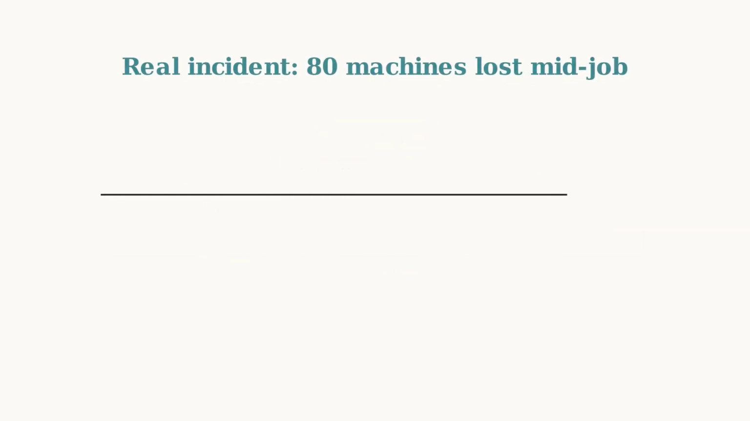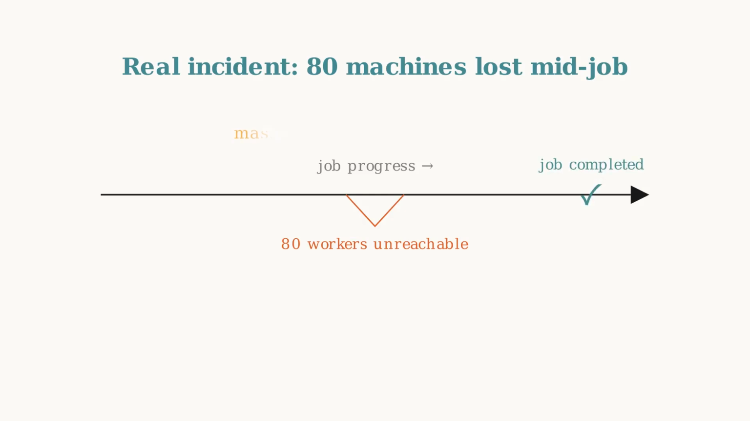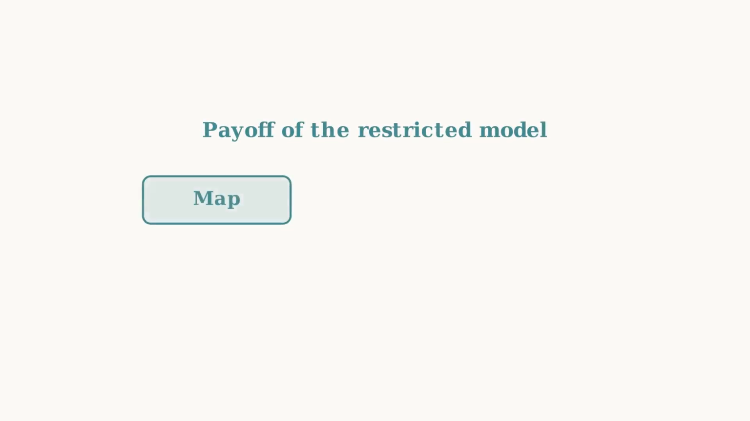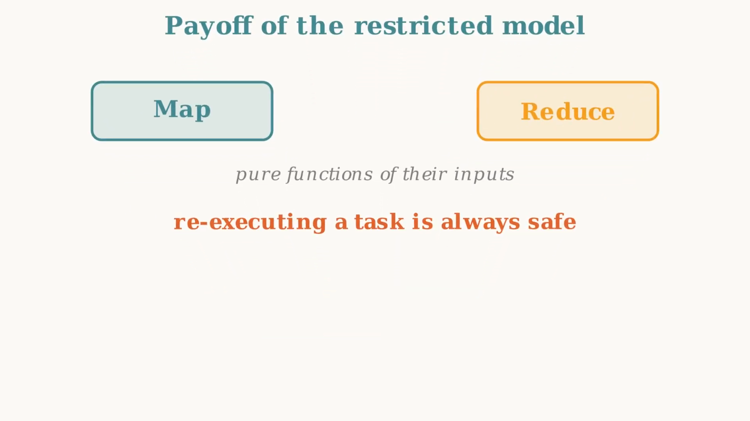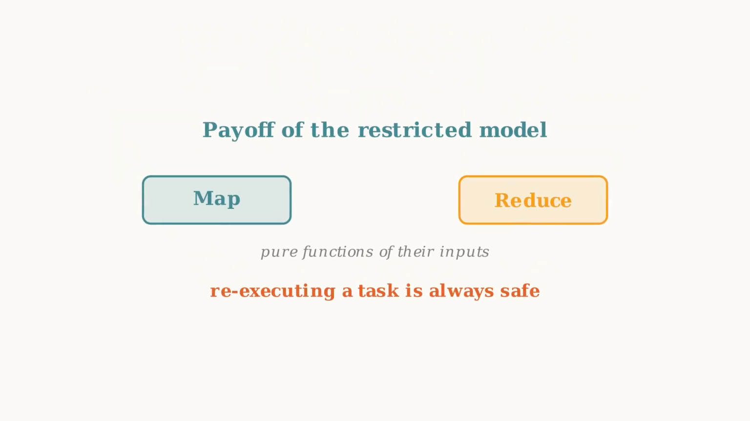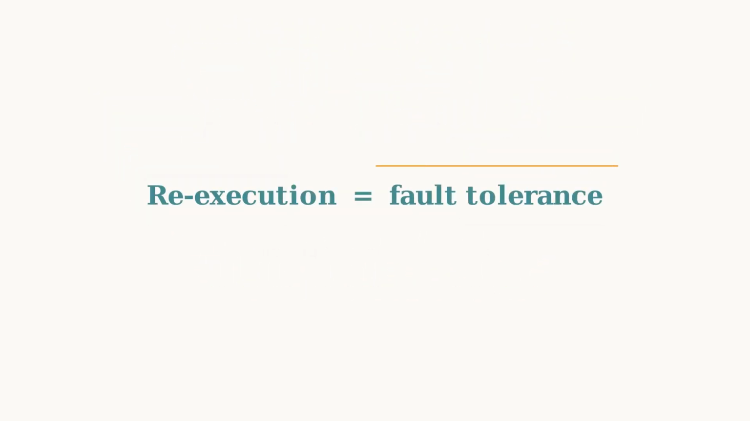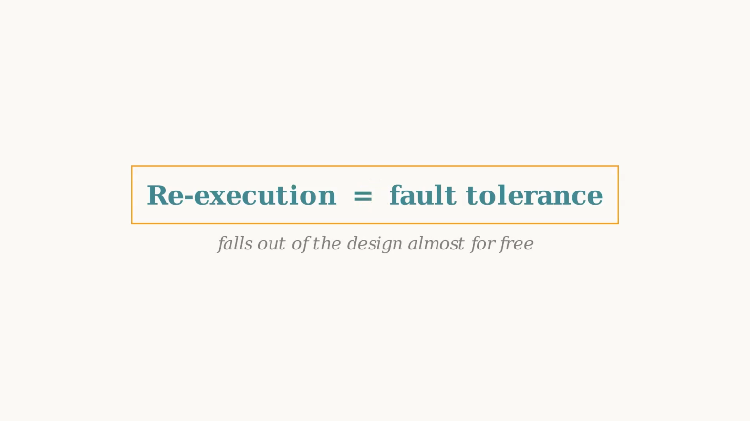The authors describe a real incident where network maintenance took 80 machines offline at a time for several minutes. The MapReduce job didn't fail. The master simply rescheduled the missing work and the computation finished. This is the payoff of the restricted programming model. Because map and reduce are pure functions of their inputs, re-executing a task is always safe. Fault tolerance falls out of the design almost for free.